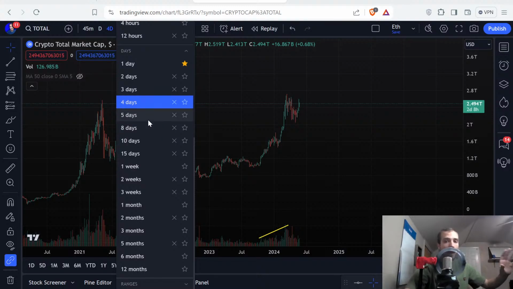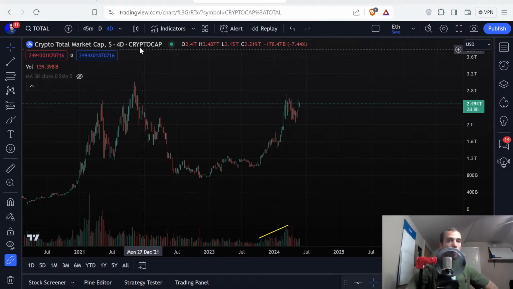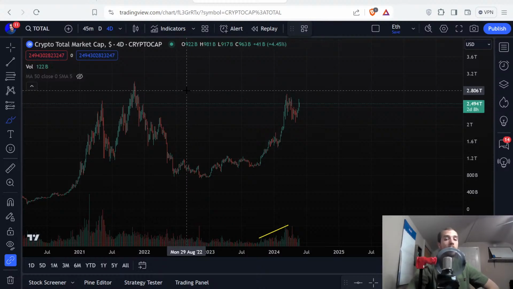We're really zoomed out when we look at these coins. And the more zoomed out that you are, the more effective the pattern actually is. So here on the 4-day, this rounded bottom has a lot of significance. It's no joke.